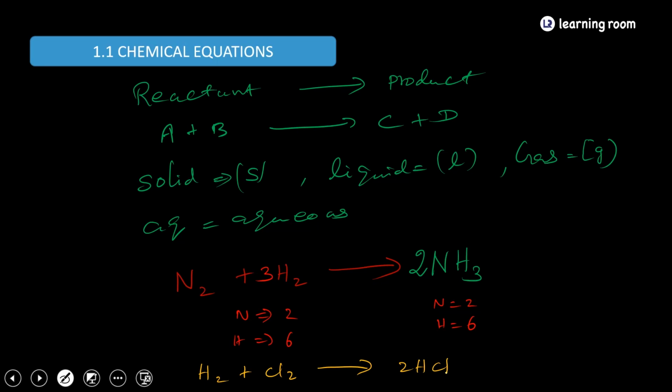So here the atomic weight of hydrogen is 1. So H2 is 1 plus 1, it becomes 2. For chlorine it is 35, so 35 plus 35. HCl means 1 plus 35, it becomes 36. So 36 into 2, it becomes 72. It becomes 70, plus 2, 72. So the relative mass is balanced. So 1 mole of hydrogen and 1 mole of chlorine give 2 moles of hydrogen chloride. Are you able to understand?